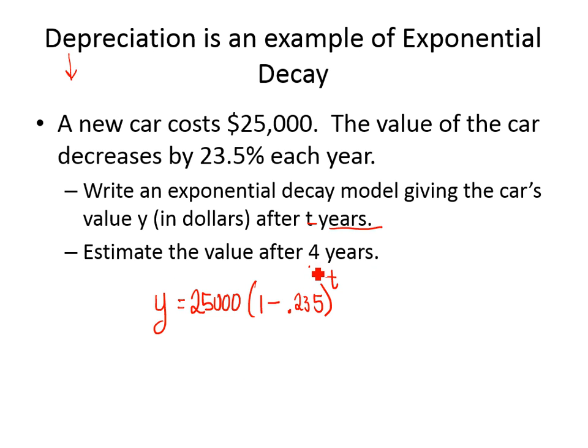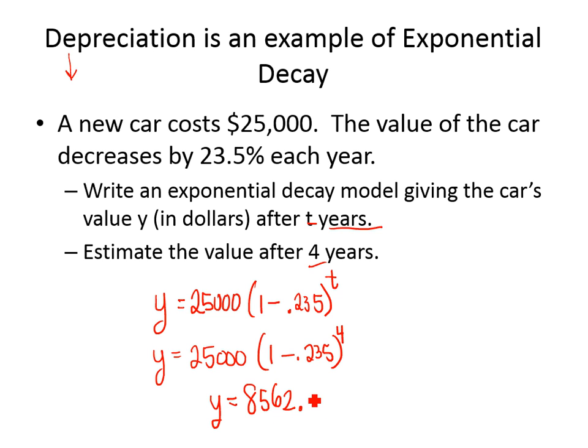Now it says estimate it after 4 years. So how much would that car be worth in 4 years? All right, so if we plug that into our calculator, 25,000 parentheses 1 minus 0.235 to the power of 4. Oh my goodness, after 4 years, that car is only worth $8,562.21. Whew, that's not worth a lot. That's a lot of money to be spending after 4 years for not getting a lot of value.